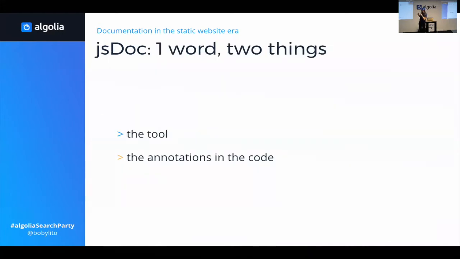But really, there are two JSDocs when we talk about JSDoc. One is the annotations that you have in your code. So when your functions take parameters, you just say, okay, I have parameter A, parameter B. This is a standard. And on the other hand, you have the tool itself. And the tool actually transforms the annotations in your code into a website. And there are reasons why we want to keep the annotations and not write a doc separately, like in HTML directly.